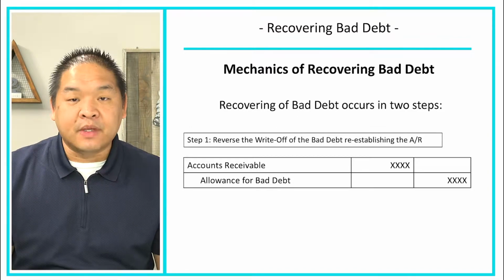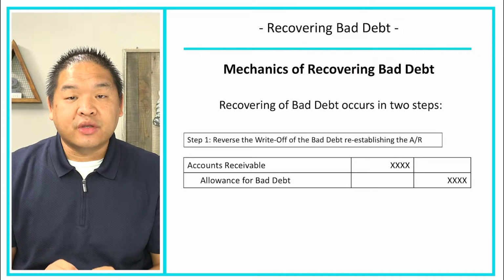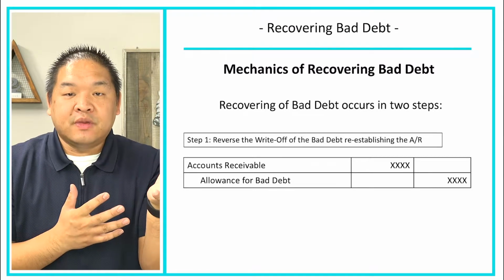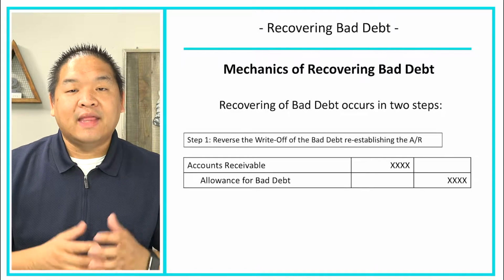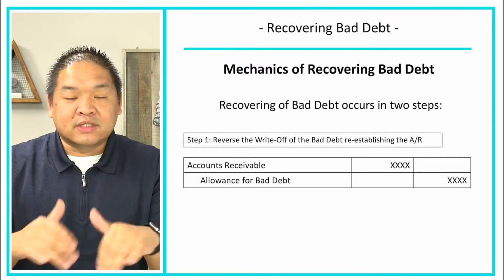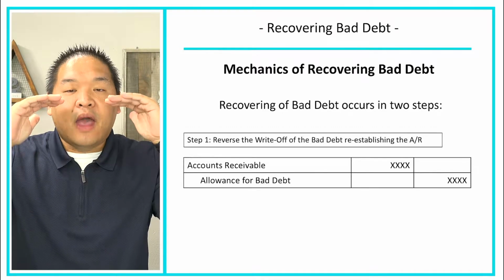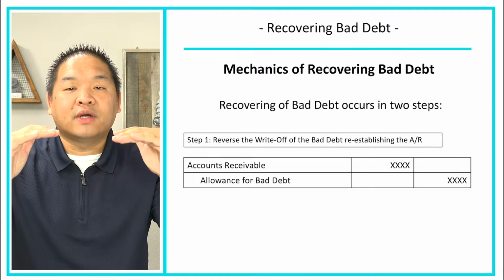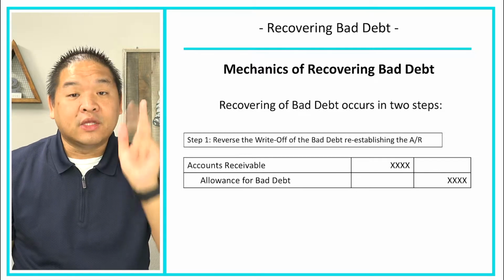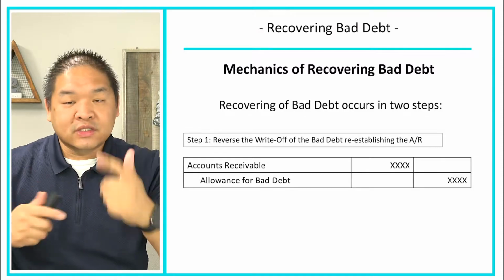So in step number one of recovering the bad debt, we need to reverse that entry as if the write-off never happened. To do that, we've got a journal entry on your screen where you're going to debit the accounts receivable. So that's the reestablishment of the receivable. And we're going to credit the allowance for doubtful accounts. So basically, we're putting the money back in the cookie jar and we're establishing the receivable. Once we have the receivable on our books, then we can collect payment against that receivable. So once we've done that, we've reversed out the write-off.